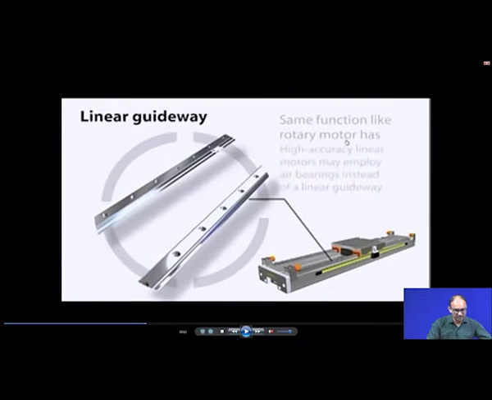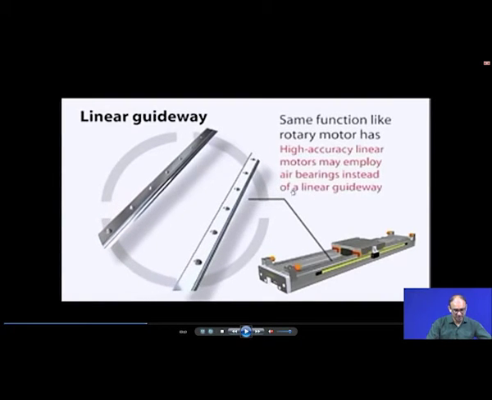So, these are the linear guideways. It has the same function as in a rotary motor. For high accuracy, a linear motor may employ an air bearing instead of a linear guideway. So, here we have a different option, because in an earlier lecture we have seen that in a linear guideway we can use different kinds of bearings, hydrostatic bearing, air bearing. So, we can use an air bearing here, so that you can even get extreme accuracy. So, even 0.1 micron or less than 0.1 micron motion is possible, with the condition that you have an encoder with the same resolution.